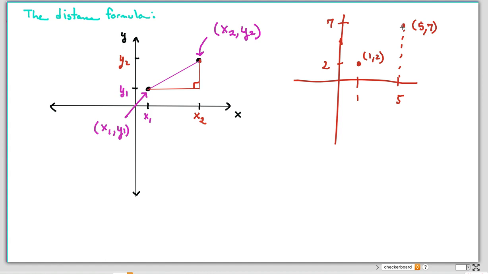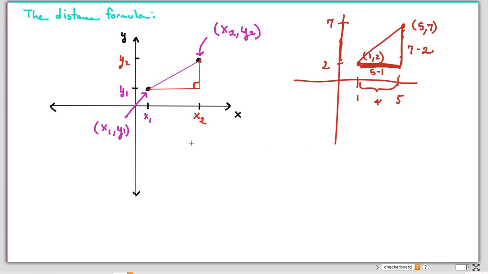Now, the key here is using this example. What is the length between these two points, or what's the length of this line right here, or in general, this line down here? The length of this line is 5 minus 1, which is just 4. And that's the length of this segment right here, or this side of the right triangle. And then what's this length? Well, it's going to be the same length as this right here, which is just 7 minus 2.